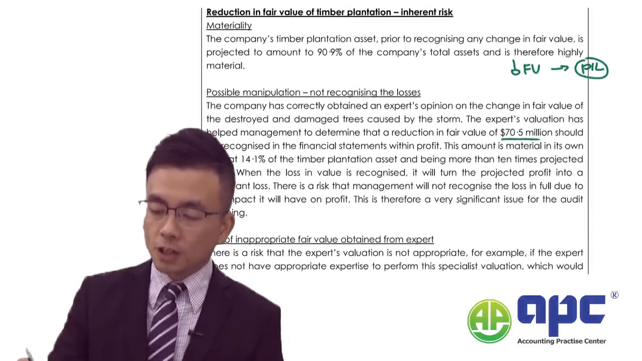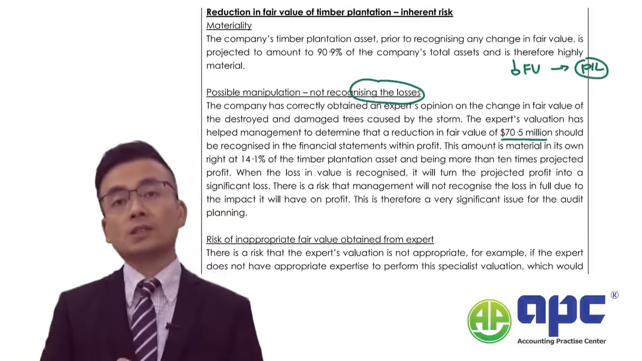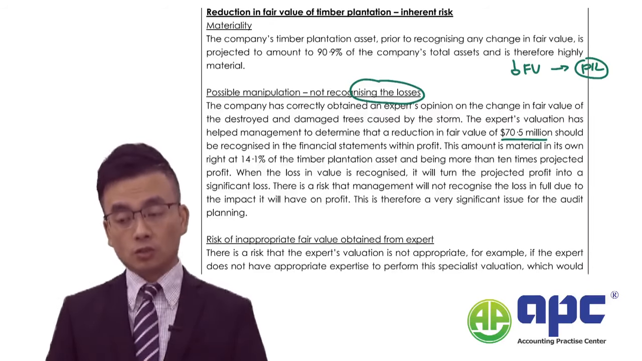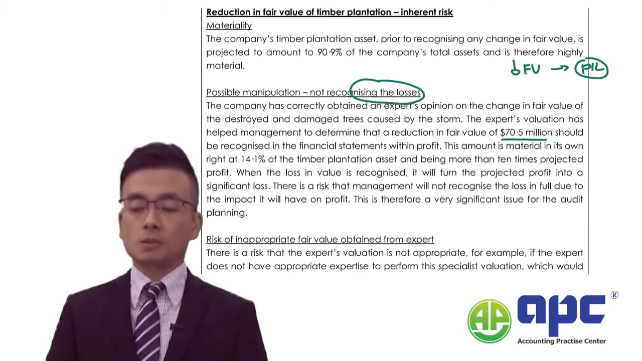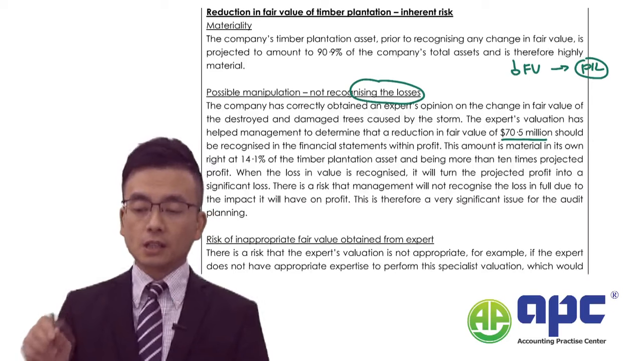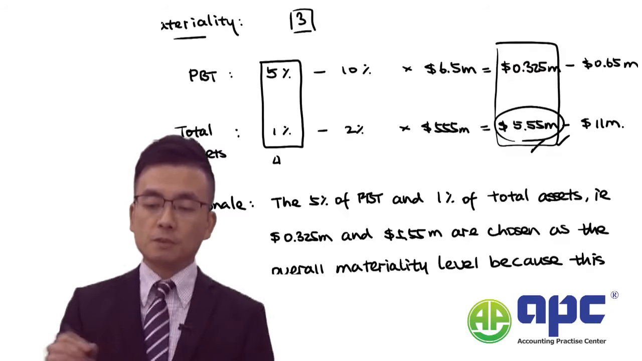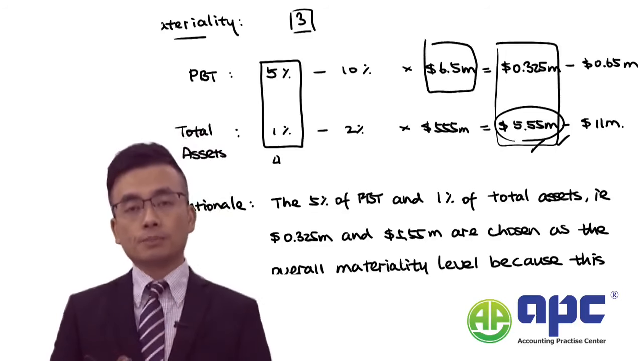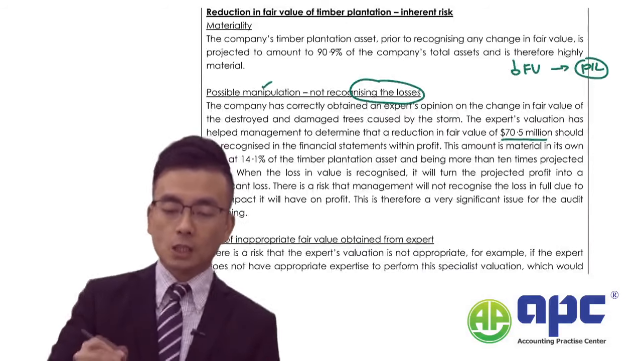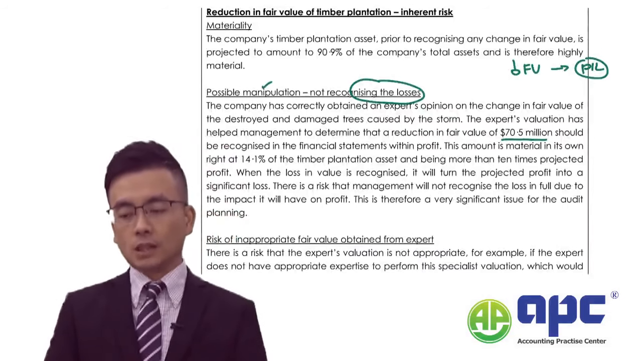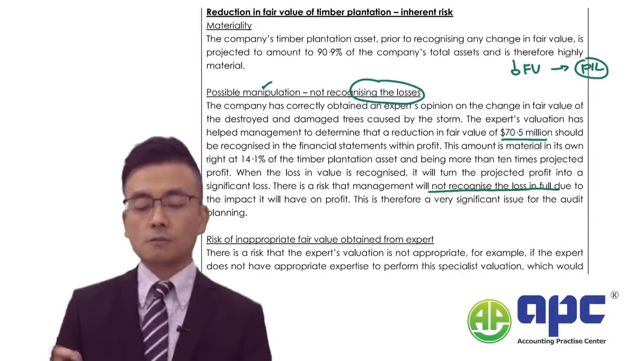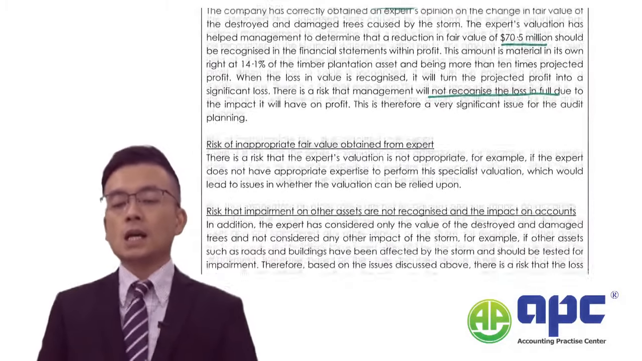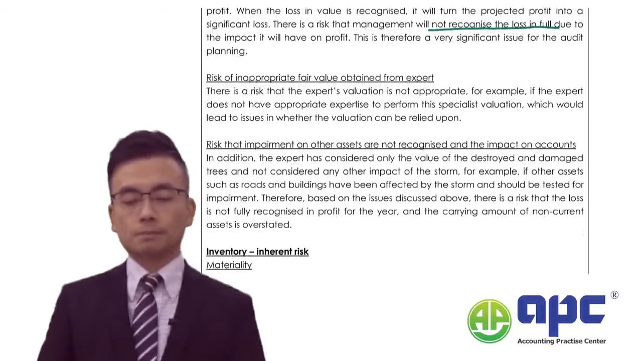But the $70.5 million may not be recognized as losses at all, because the company is going to be listed on the stock exchange, and therefore it may want the financial statements to look much better. Recognizing that $70.5 million, when the profit before tax is only $6.5 million, would certainly turn the profit into losses. Therefore, having the incentive to manipulate the accounts, it will not recognize the losses in full, because it would have a large impact on profit. Of course, this is not correct. We can comment on that.